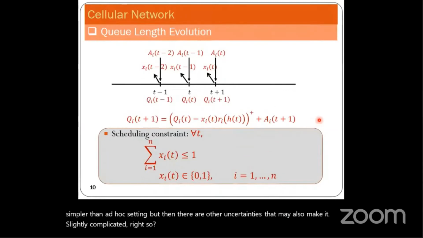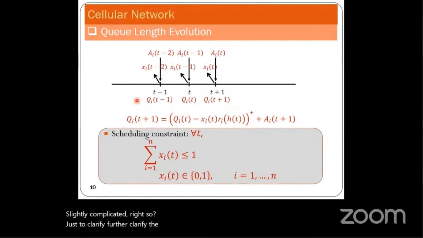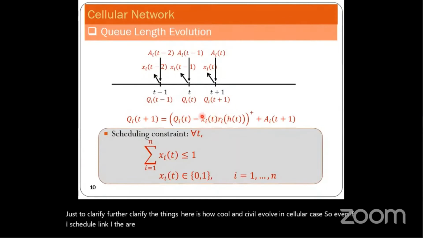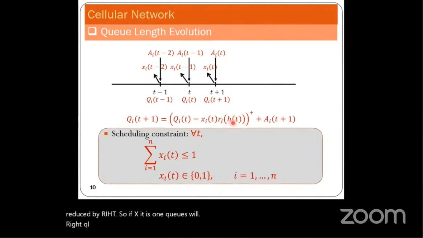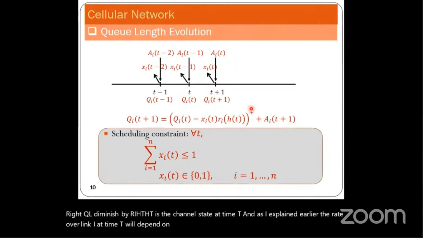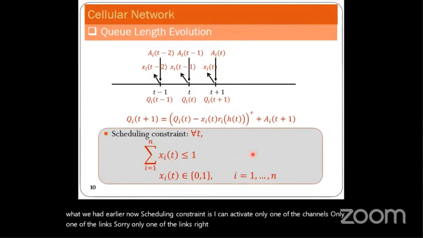Just to further clarify, here is how queue length will evolve in the cellular case. Even if I schedule link i, the queue length will not be reduced by 1, but rather it will be reduced by R_iH(t). So if X_i(t) is 1, Q will diminish by R_iH(t), where H(t) is the channel state at time t, and as I explained earlier, the rate over link i at time t will depend on the channel state at that time. So it's slightly different from what we had earlier. Now the scheduling constraint is I can activate only one of the links, because the conflict graph is a complete graph.